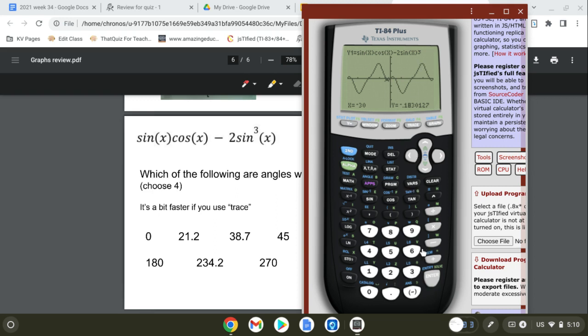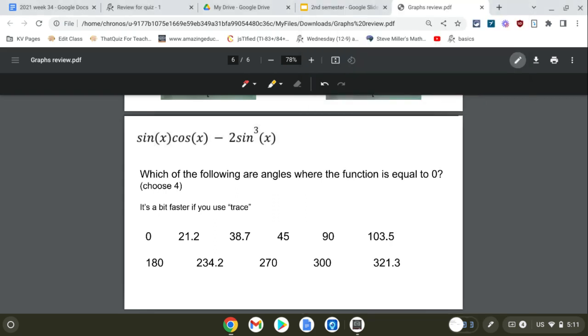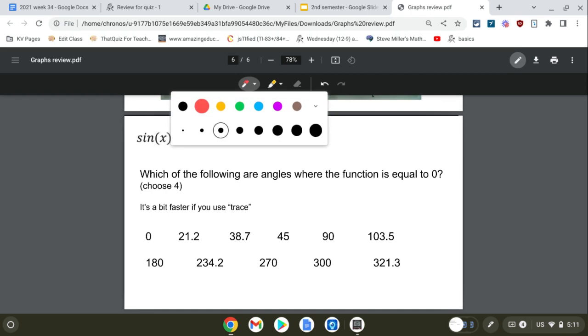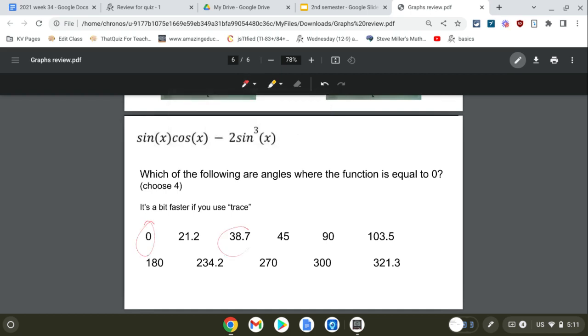All right, move on to 38.7. And this is going to be our second 0 of this function. You see how it's got the 8.9 e -4? That e part, it's indicating that this is a very small value. So you're moving that decimal 4 places to the left, which is pretty close to 0. So let me go ahead and circle those two. So 0 is the first one, 38.7.